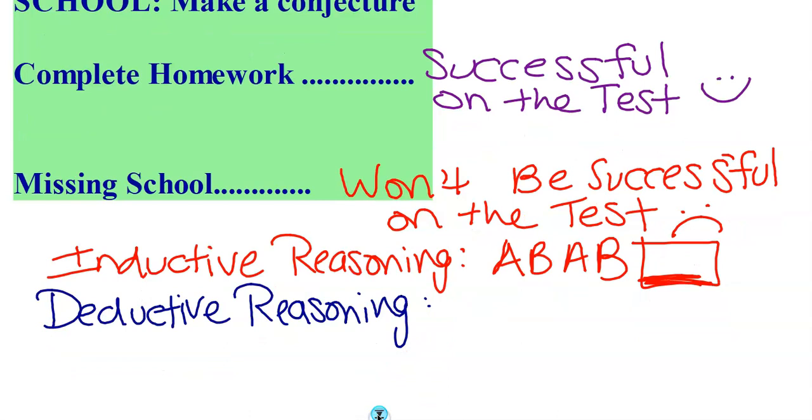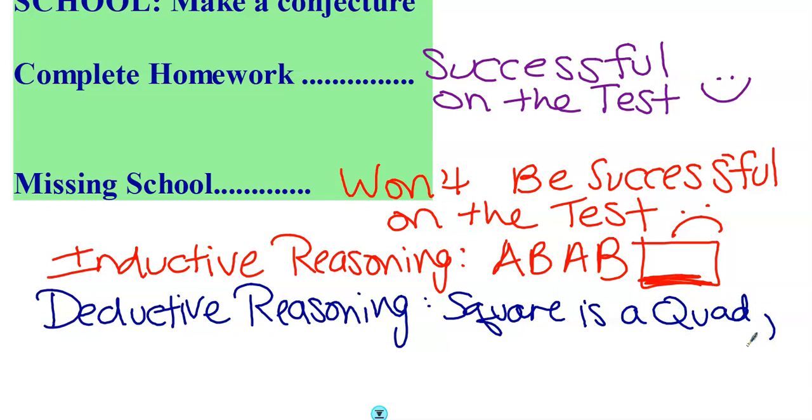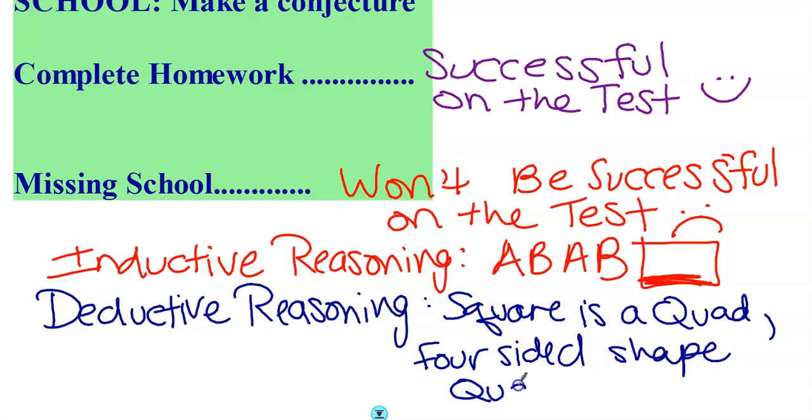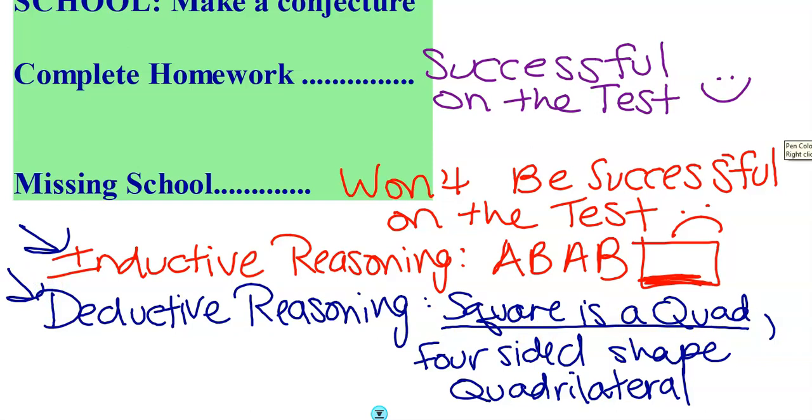Deductive reasoning is just making a rule. A square is a quadrilateral. And how do I know that? Well, because from my previous examples or previous knowledge, a four-sided shape is called a quadrilateral. So making a general rule. So inductive is making a rule based on the patterns, and deductive is making a rule based on previous information.